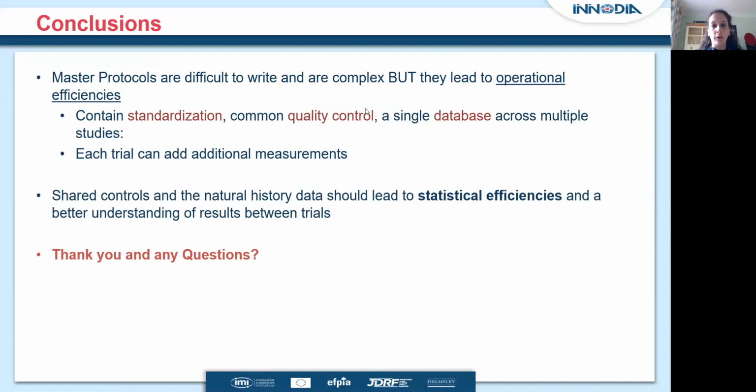So to conclude, master protocols are difficult to write and they're complex, but they do lead to operational efficiencies. They're standardized, they have common quality control, they have one database across multiple studies, and the nice thing is that each trial can add additional measurements to the existing master protocol skeleton. The shared controls and the natural history data, and again, this would come from patients not eligible for that particular sub-study, should lead to statistical efficiencies and a better understanding of results between trials.